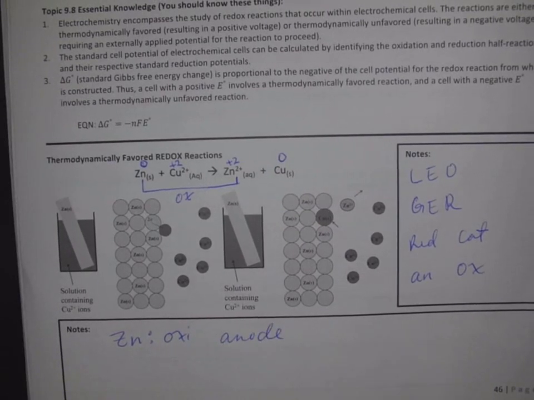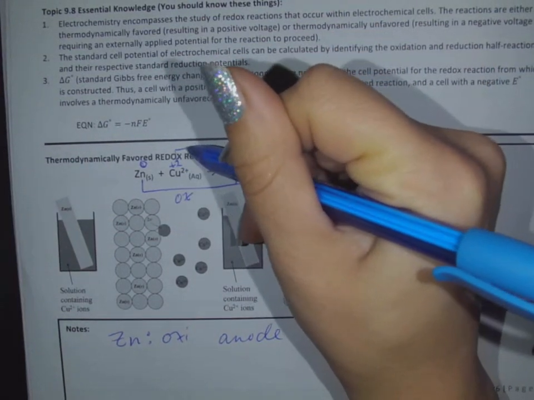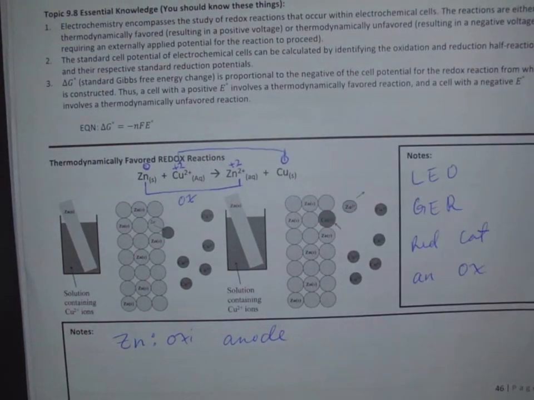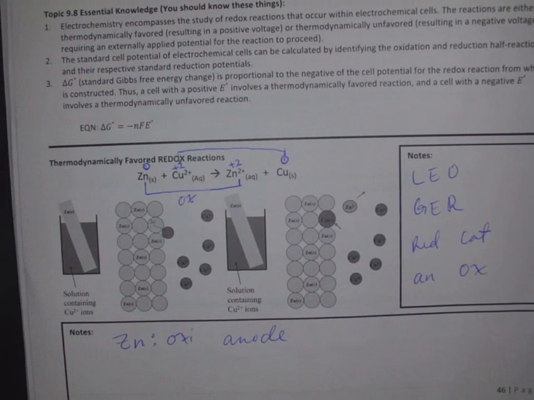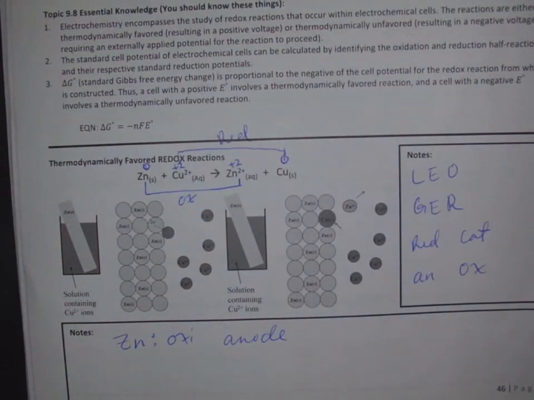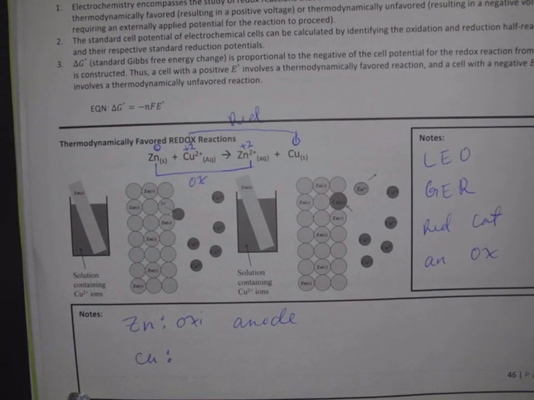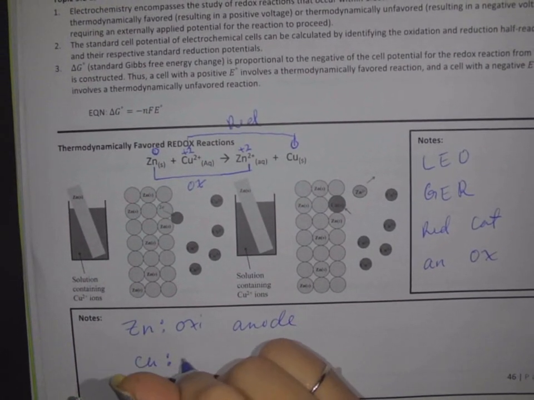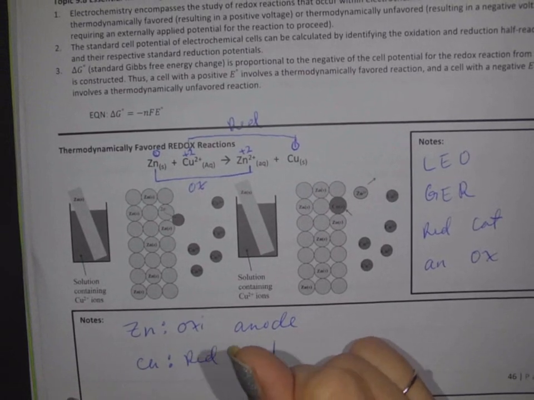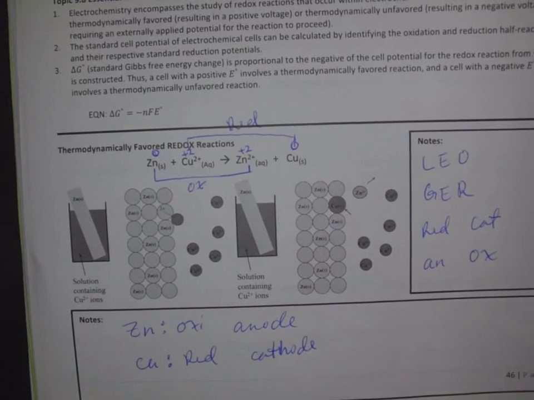Okay, so now copper went from +2 to 0. Is that gaining or losing electrons? Gaining, right? Gaining negative electrons. And so then that would be reduction, so it reduced. So copper is the metal, and this copper is the cathode. So it reduced, so it's the cathode.